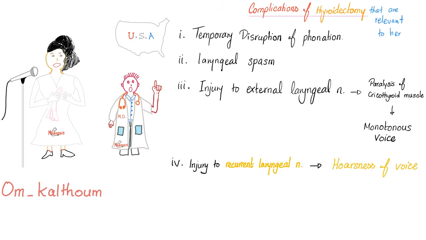This surgery can have some complications. Now, these are rare, but I need to tell you about them. A. It can lead to temporary disruption of phonation because the thyroid is next to the larynx. You can suffer from laryngeal spasm. Injury to the external laryngeal nerve can lead to paralysis of the cricothyroid muscle, and this will give you a monotonous voice. Or worse, injury to the recurrent laryngeal nerve will give you hoarseness of voice.